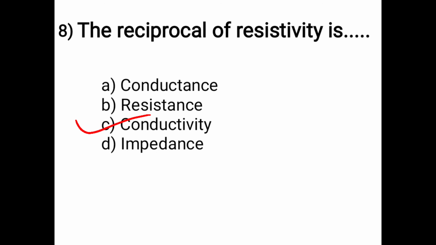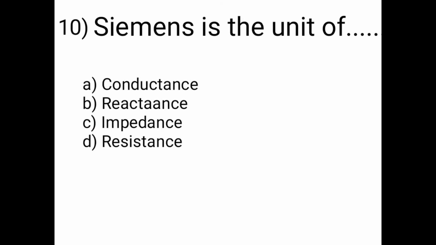Then next is, Siemens is the unit of. Options are A is conductance, B is reactance, C is impedance and D is resistance. So the Siemens is the unit of conductance. Option A is the correct answer.